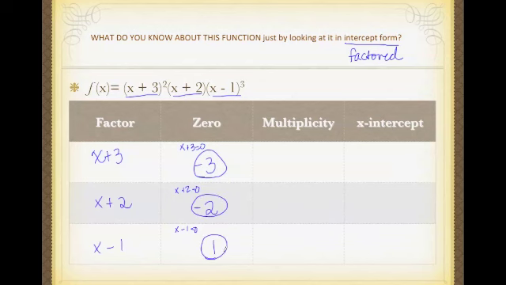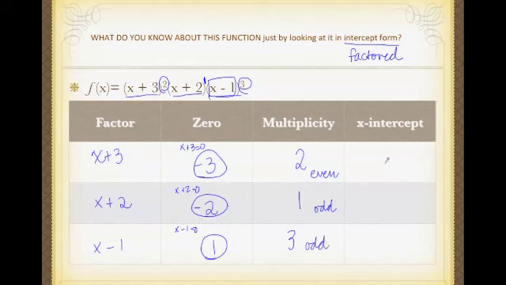So now I look at the multiplicity. How many times is the factor x plus 3 repeated? It's repeated twice. So the multiplicity is 2, which is even. How many times is the zero -2 repeated? It's understood to be a 1 here, so 1, which is odd. And how many times is 1 repeated? The zero 1, and that is 3, which is odd.